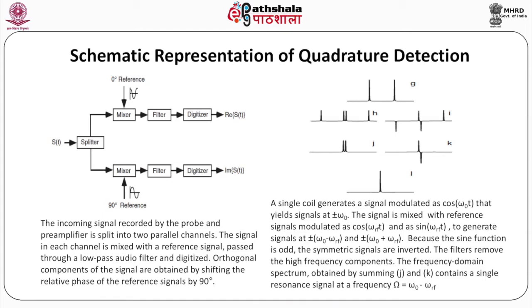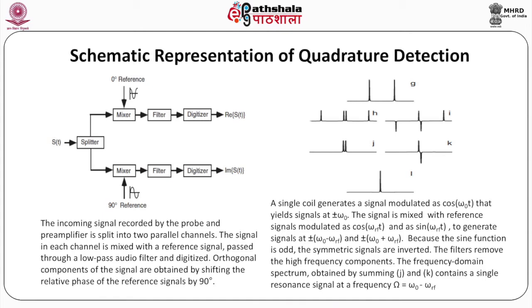The incoming signal recorded by the probe and preamplifier is split into two parallel channels. The signal in each channel is mixed with a reference signal, passed through a low pass audio filter and digitized. Orthogonal components of the signal are obtained by shifting the relative phase of the reference signals by 90 degrees. Now, let us look at the peaks.